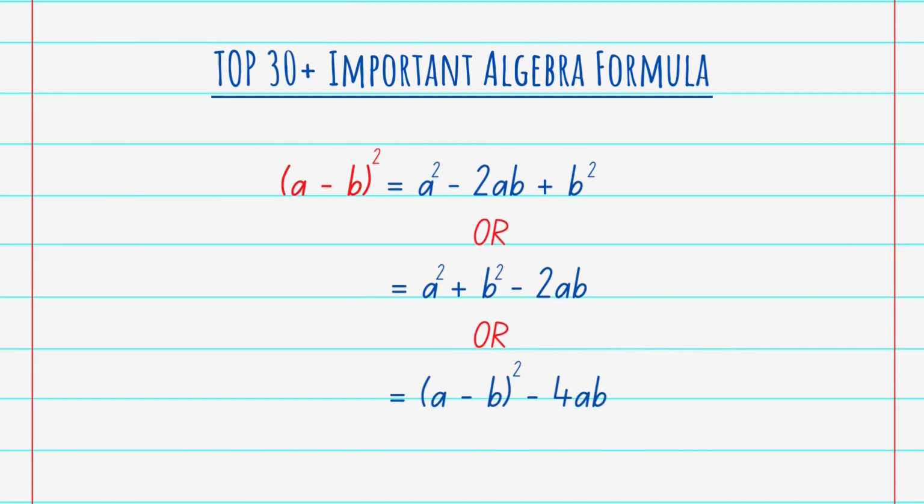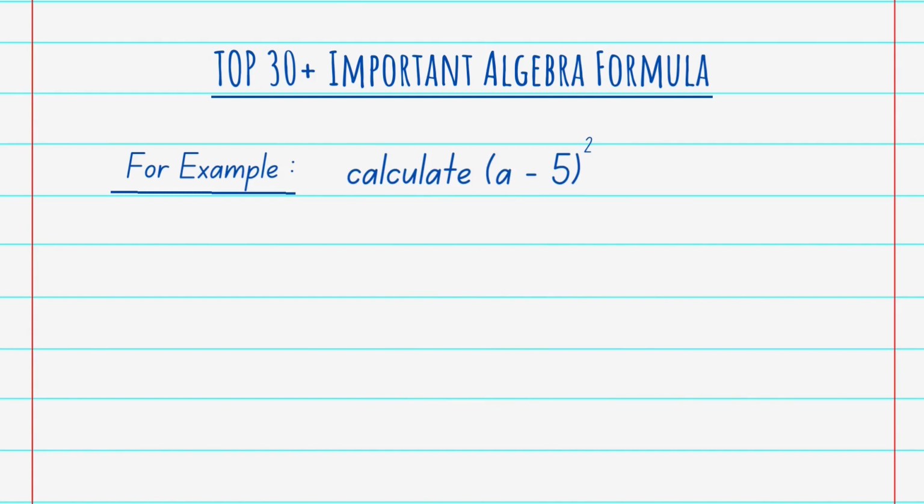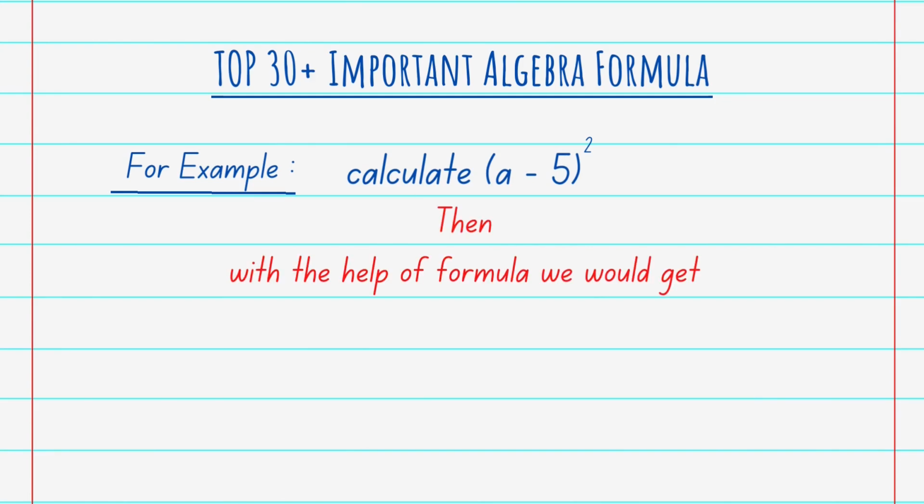Then our next is (a minus b) whole square, which is equal to a square minus 2ab plus b square, or we can write it down as a square plus b square minus 2ab, or (a minus b) whole square minus 4ab. For example, if we calculate (a minus 5) whole square with our formula, with the help of the formula we would get a square minus 2 into a into 5 plus 5 square, that is a square minus 10a plus 25.